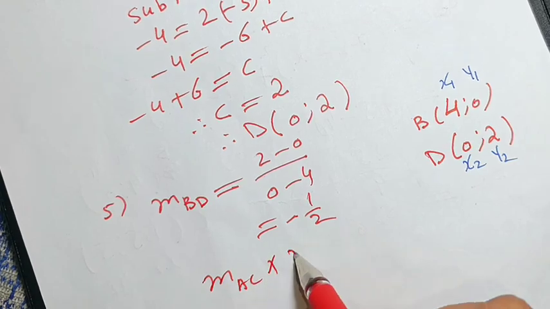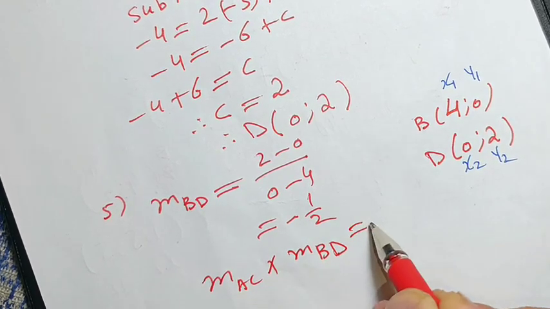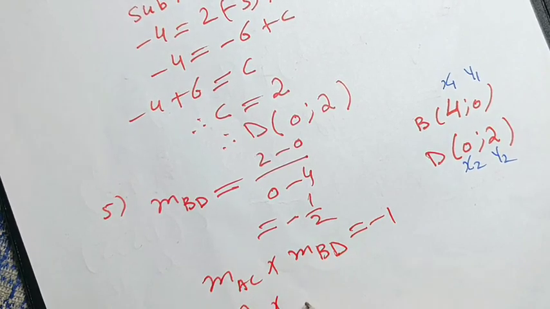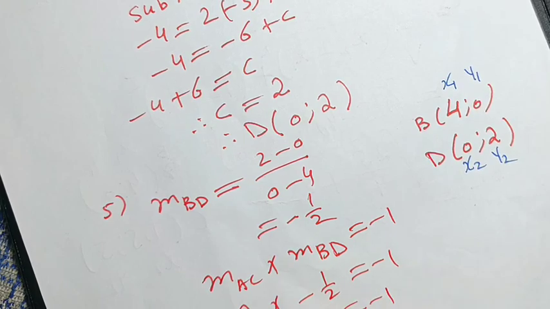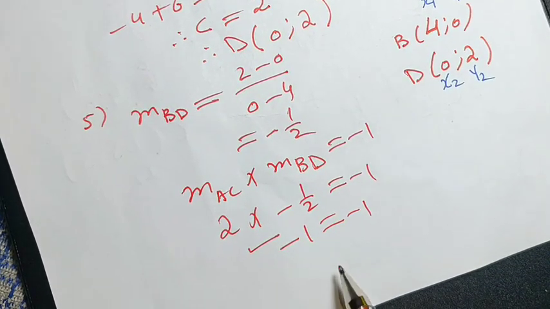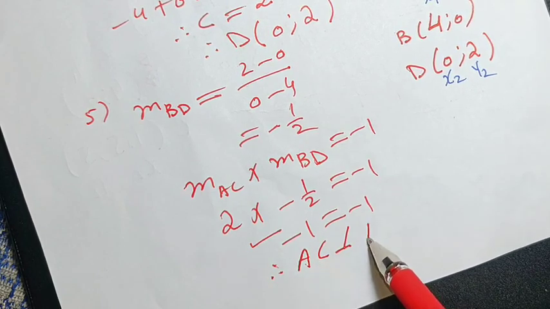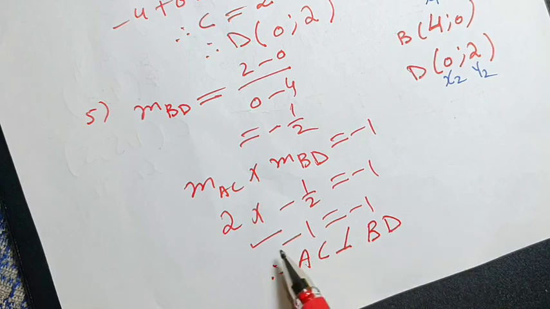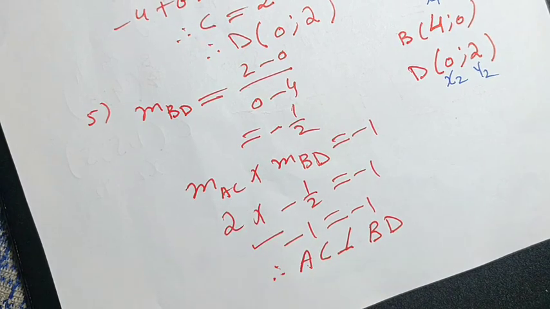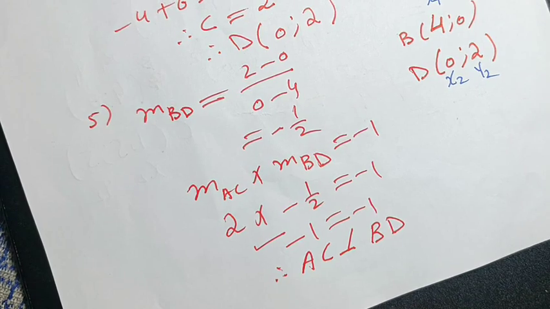The gradient of AC multiplied by the gradient of BD must be equal to -1. For AC we got 2, for BD we got -1 over 2, and it is equal to -1. The 2s cancel out, leaving -1. You can see the gradient of AC multiplied by the gradient of BD equals -1. So which means therefore I can say AC is perpendicular to BD. Why? Because we multiplied both gradients and the answer is equal to -1. So AC is perpendicular to BD. This is my final answer.